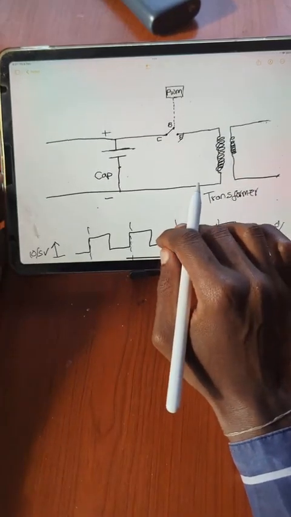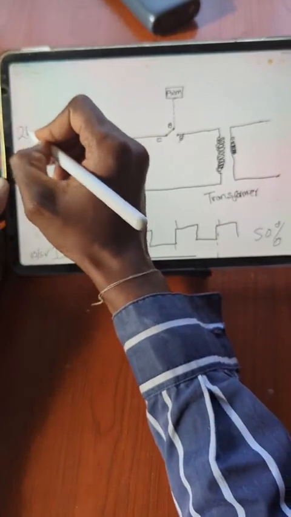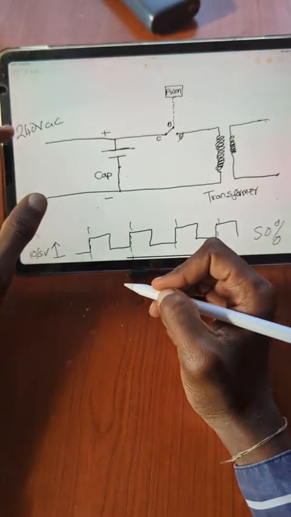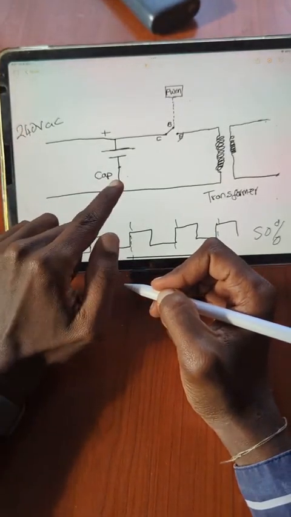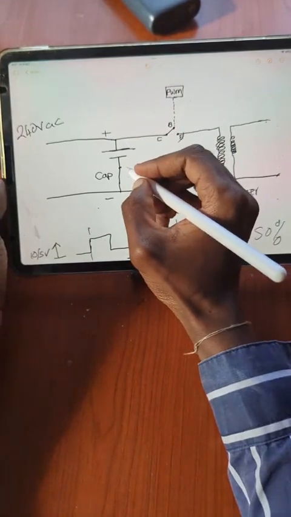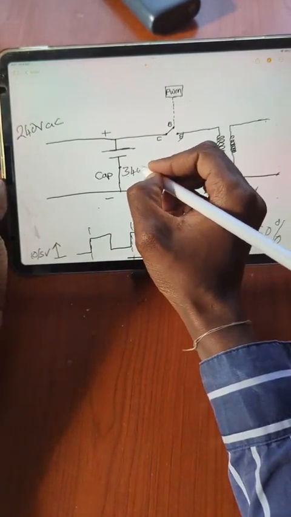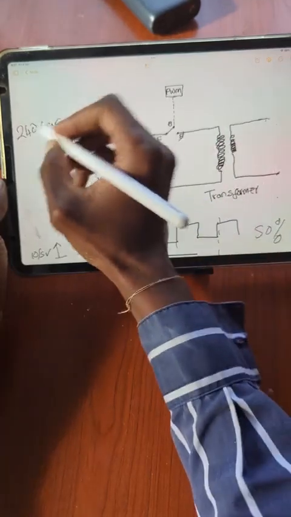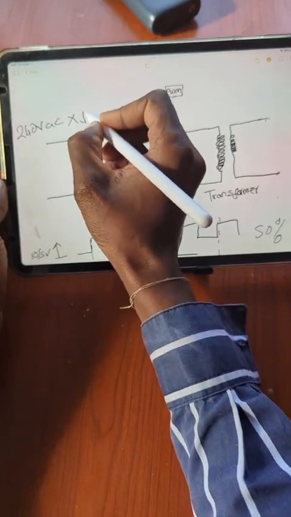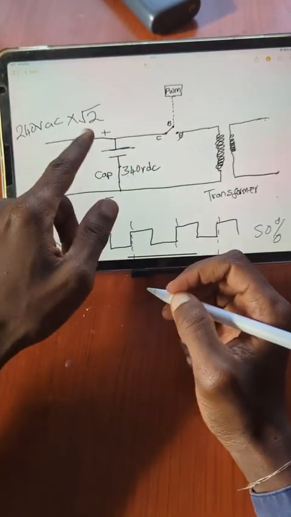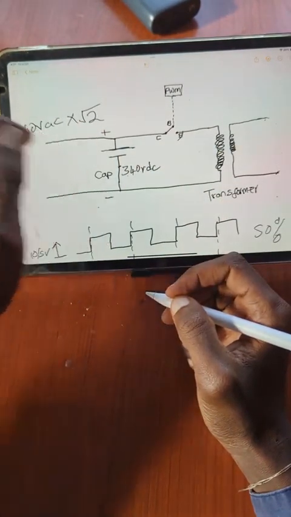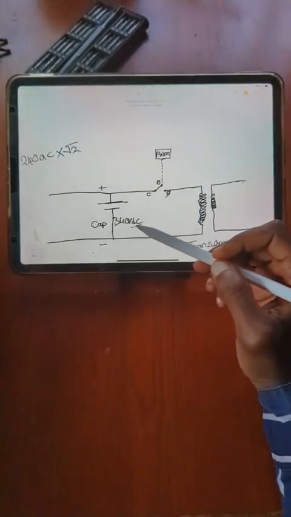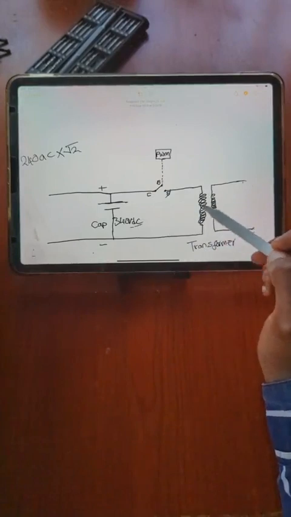So the input of a power supply is 240 volts AC. This voltage is rectified by the bridge rectifier, and at this capacitor you will have the peak voltage, which is 340 volts DC. You can get this 340 by multiplying the AC voltage by square root of 2 to get the peak DC voltage. This MOSFET is constantly switching the 340 volts DC to ground through this transformer.